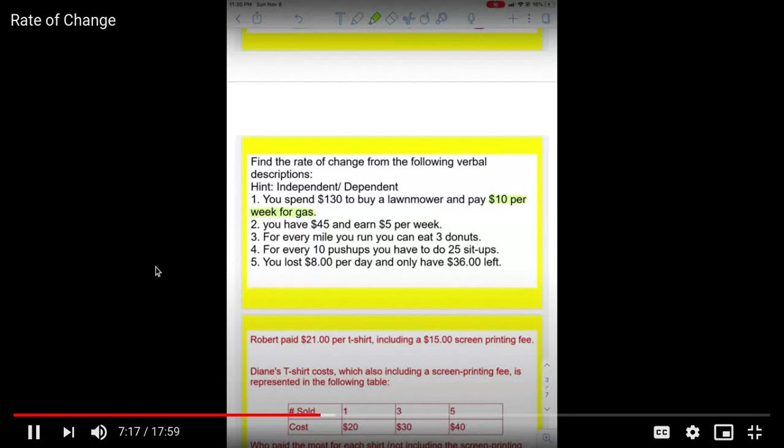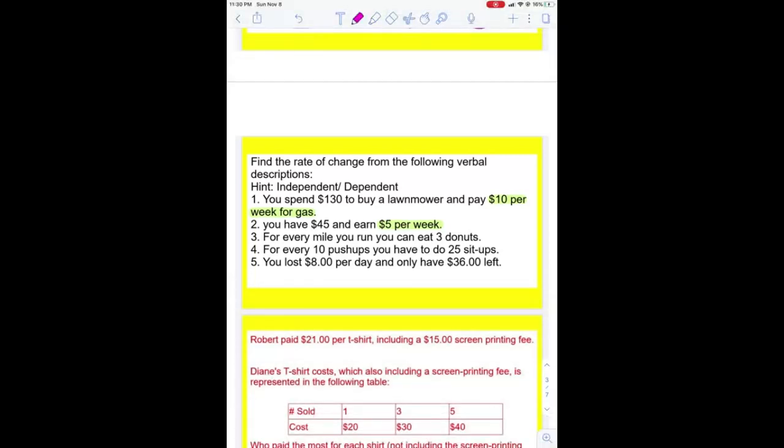On number 2, you have $45 and you earn $5 per week. $5 per week is your rate of change. And I'm going to skip 3 and 4 for a minute. We're going to come back to those after I do number 5.